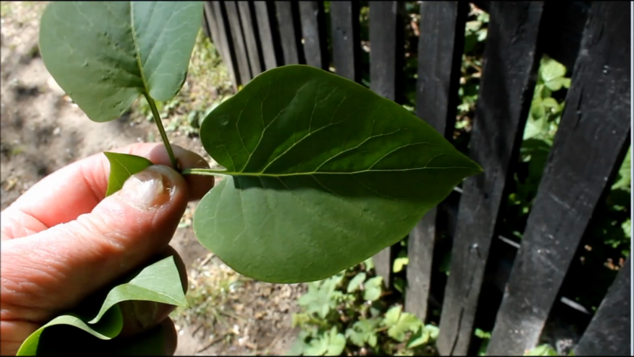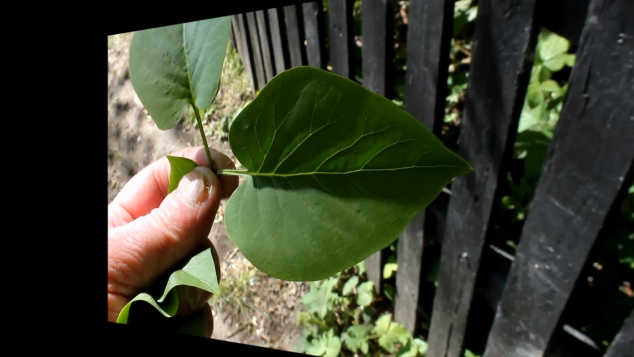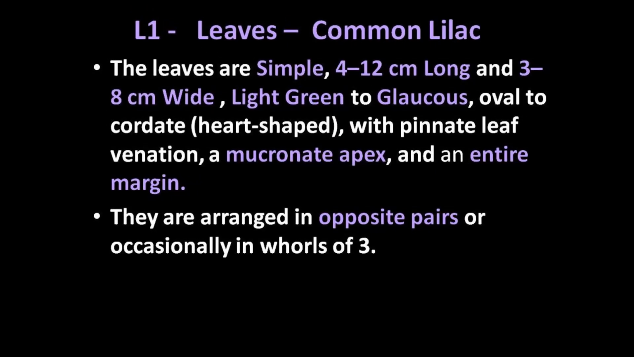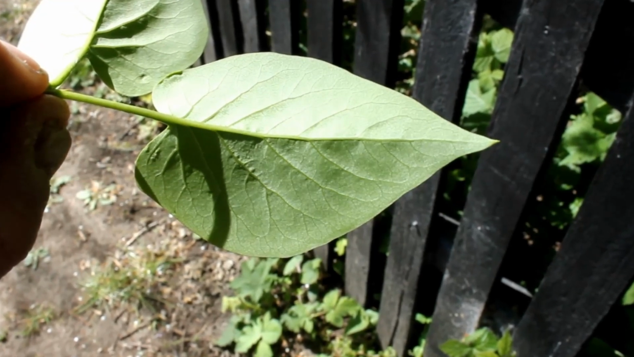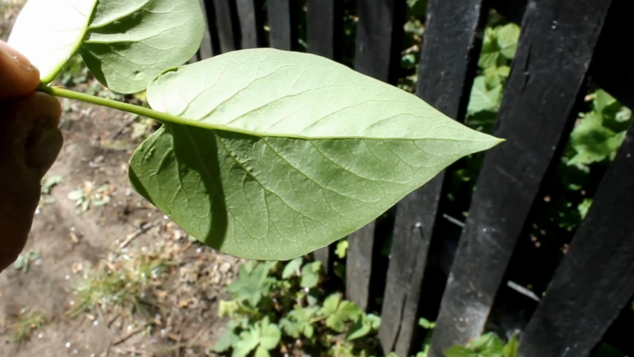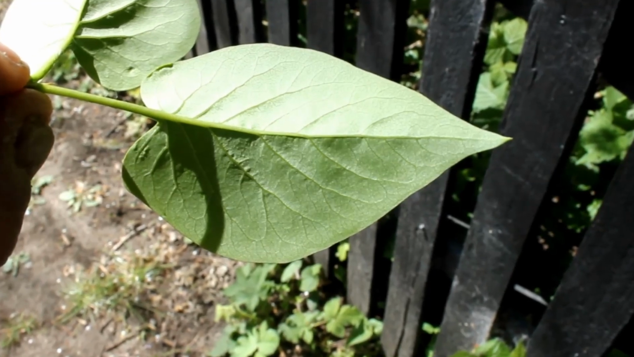Turning to the leaves of the plant, the leaves are simple, 4 to 12 centimetres long and 3 to 8 centimetres wide. They are light green to glaucous and are oval or cordate in shape, i.e. heart-shaped at the base. They have pinnate leaf venation and a mucronate apex with an entire leaf margin. The leaves are arranged in opposite pairs or occasionally in whorls of 3.